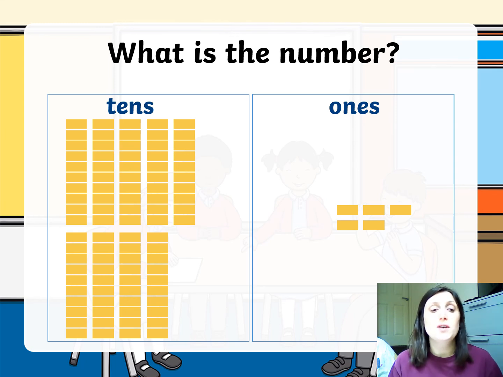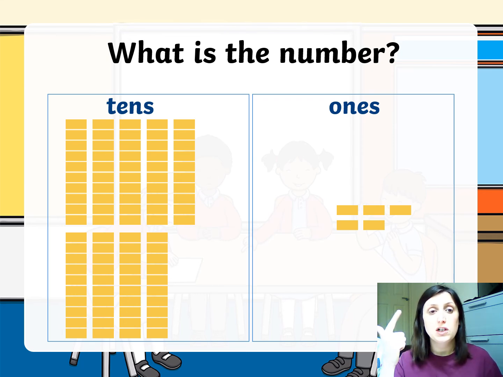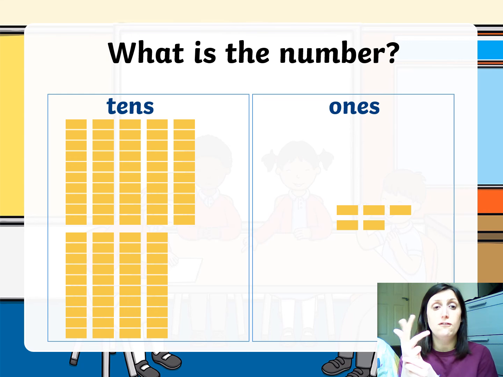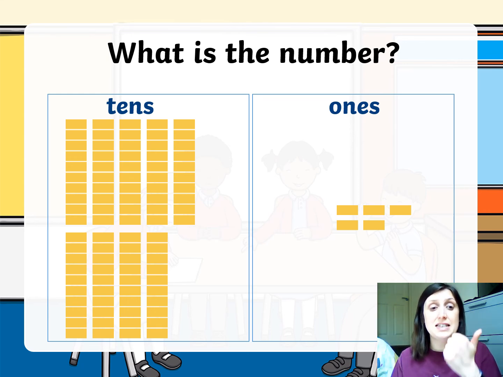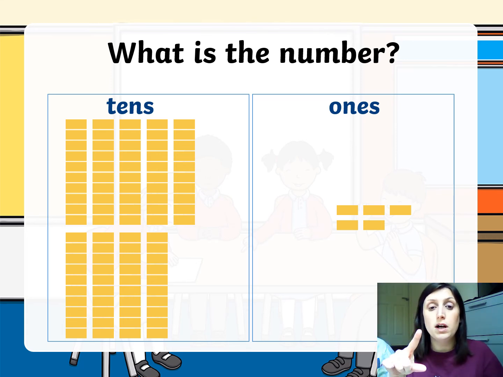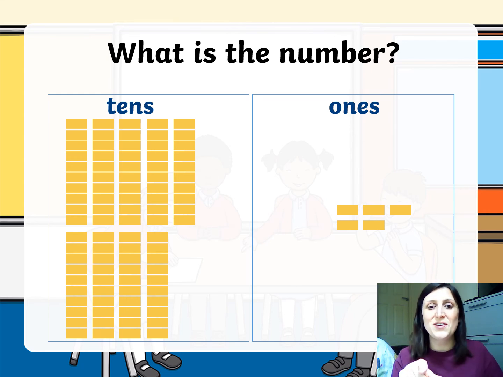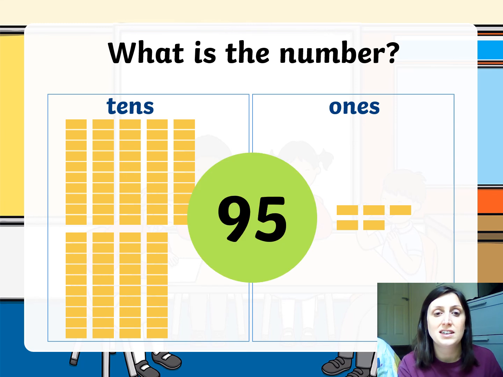Okay, so we had 1, 2, 3, 4, 5, 6, 7, 8, 9 tens. That's 10, 20, 30, 40, 50, 60, 70, 80, 90. So you had 9 tens, and then 91, 92, 93, 94, 95. So that one was 95. There we go.